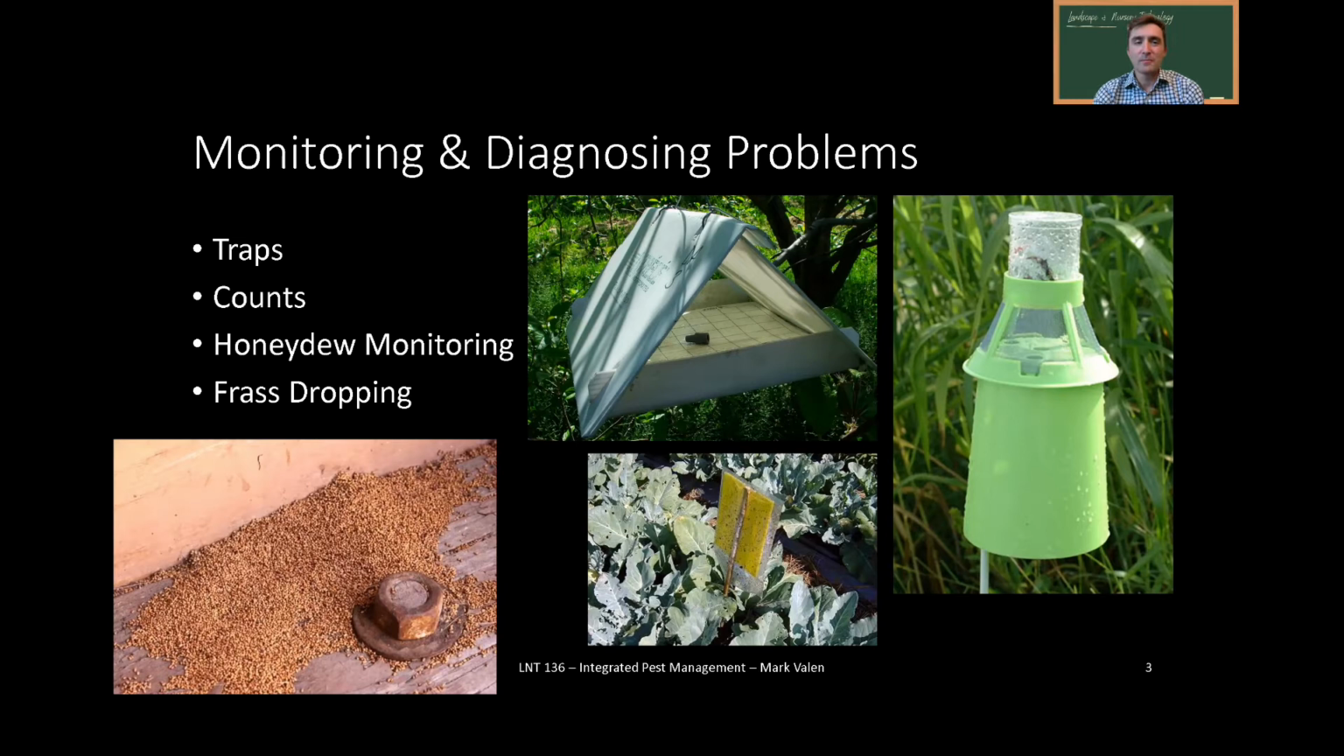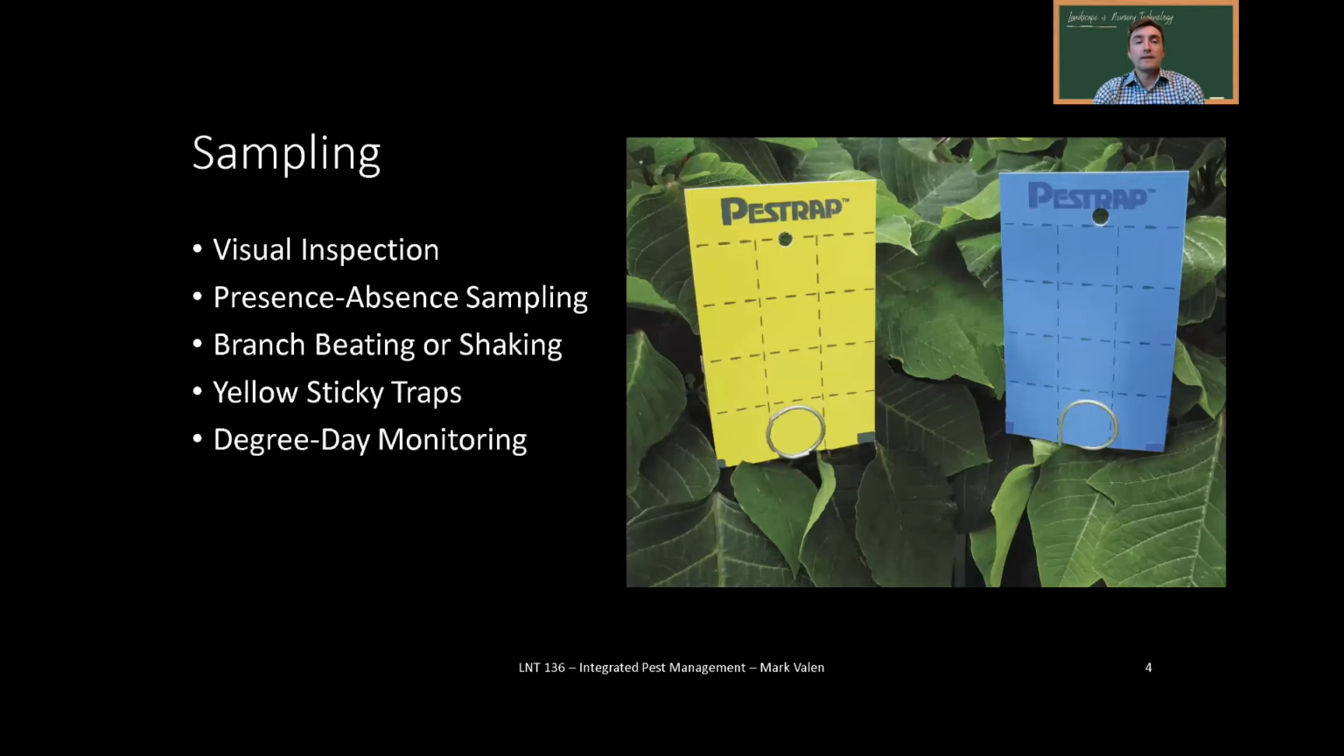And so for our woody trees and shrubs, we're watching for frass on the branches, we're watching for honeydew on the leaves, and we can use traps to help determine the presence of any of these organisms. Now, a subcategory of monitoring, the visual inspection, is called sampling. And the difference is that sampling is numeric, it's quantitative. And we encourage you to do sampling if you're going to manage your landscapes at a high level.